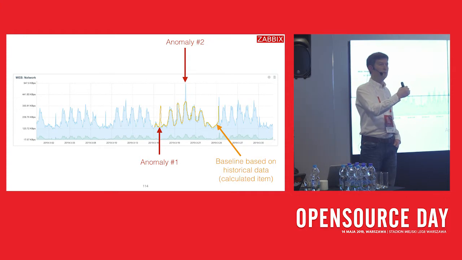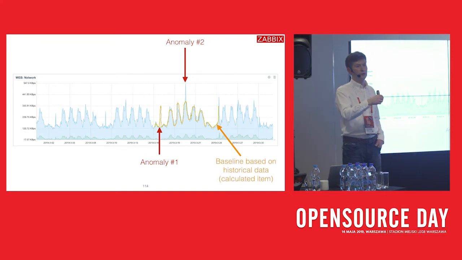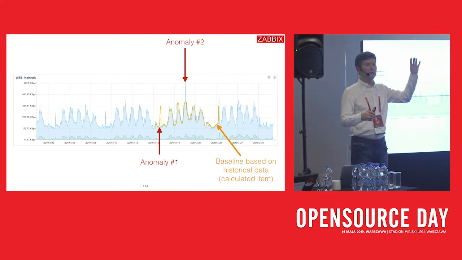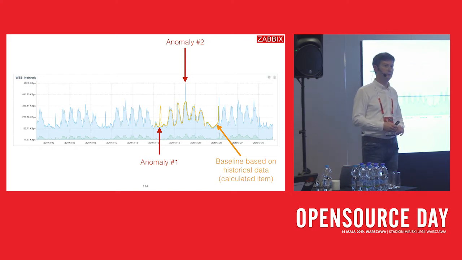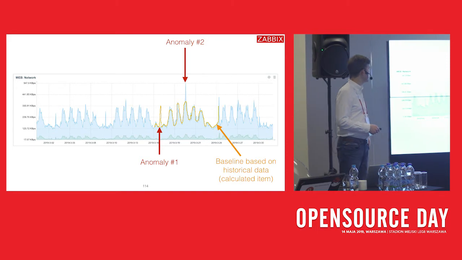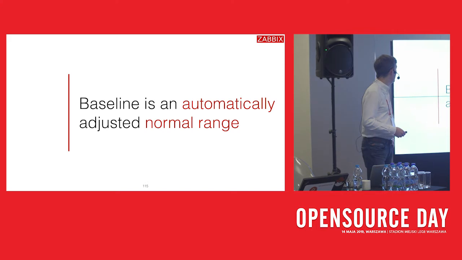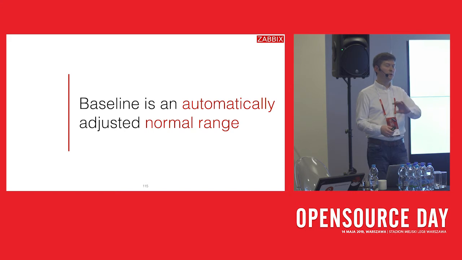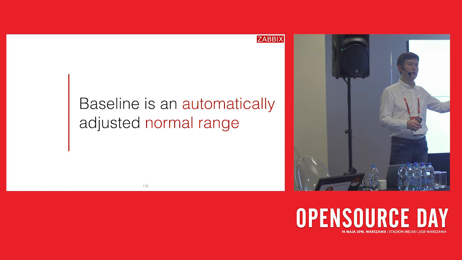Working days, a calendar for some holidays, or a calendar for special occasions. Like, well, 1st of September for some businesses is really a special day. So we need to have a special baseline for the 1st of September. So let's see. This is the idea which we hope to implement in 4.4. So baseline is actually an automatically adjusted normal range. This is basically the range of values Zabbix considers to be normal based on previous historical data.